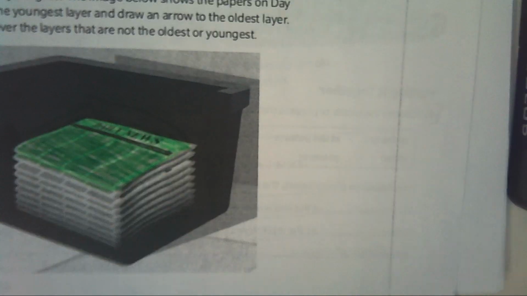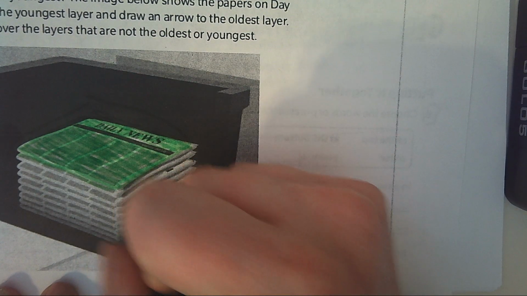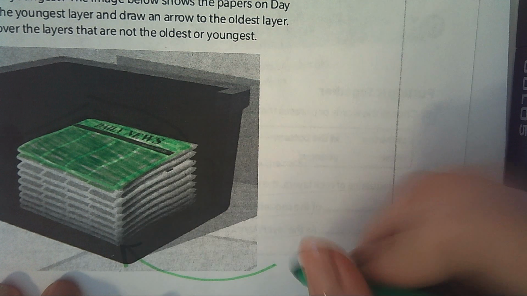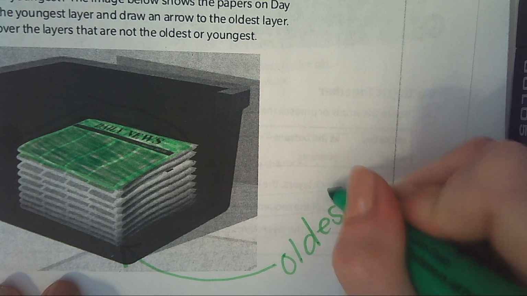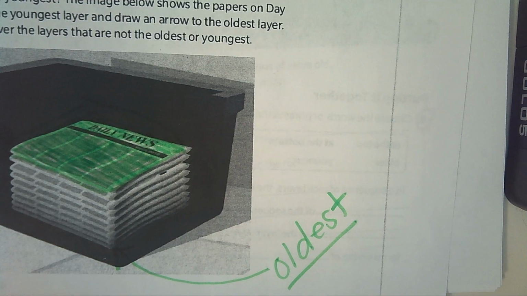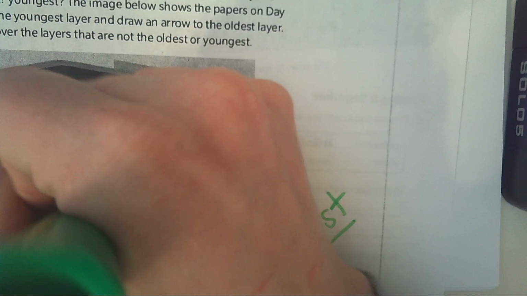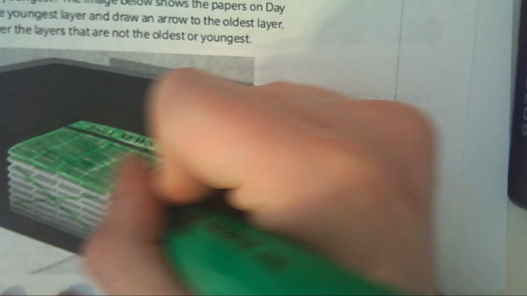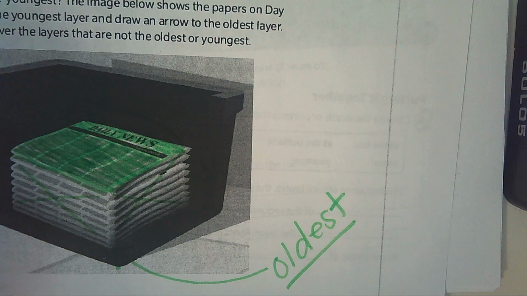All right, and then the bottom layer is the oldest newspaper because it's been in there the longest. And then we can just put an X on all of the other ones. They are not the oldest and they are not the youngest.